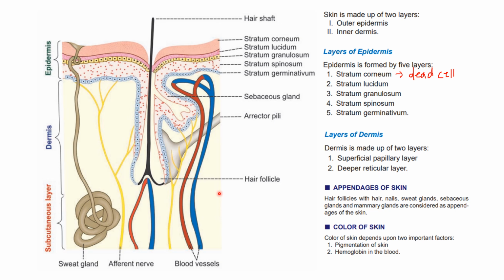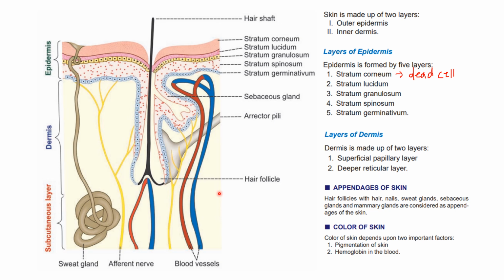Next layer is your stratum lucidum. Stratum lucidum is also made up of flat epithelial cells, and many cells have a degenerated nucleus, and in some cells the nucleus is completely absent. As these cells exhibit a shiny character, the layer looks like a homogeneous translucent zone. This layer is also called lucidum, which means lucid, or clear. So this layer is clear.